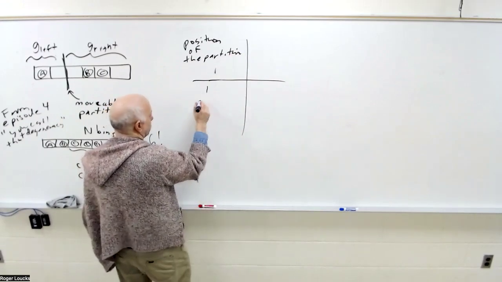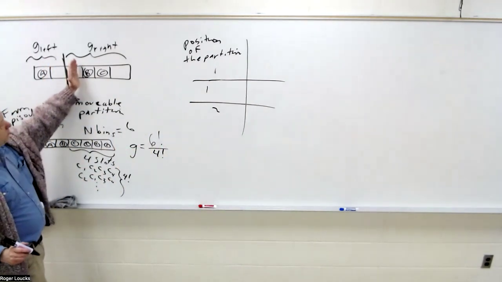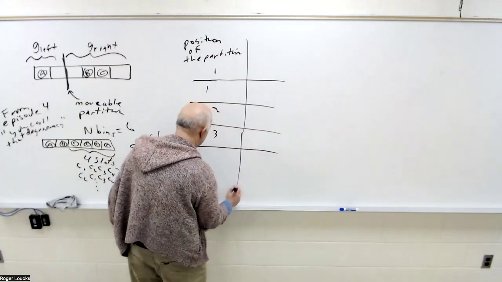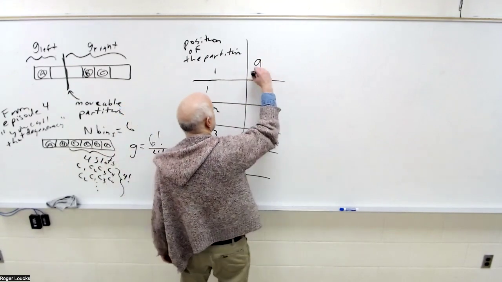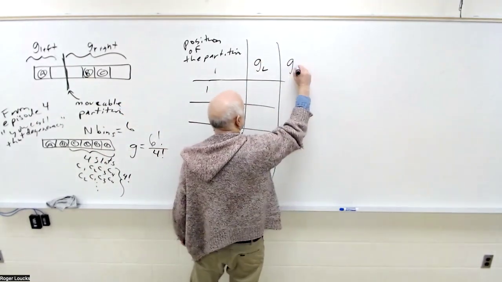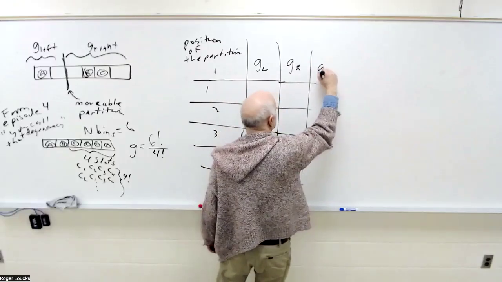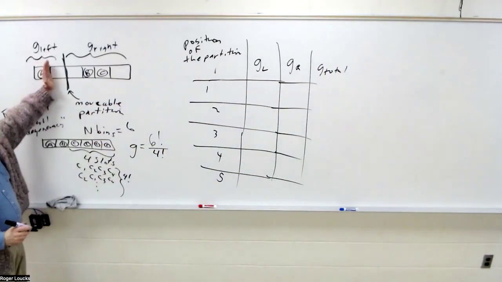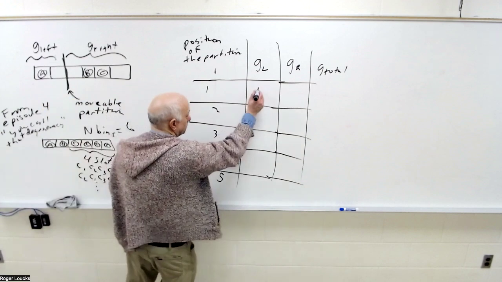And so what could we do? The partition could be here, in the first spot, second, third, fourth, and fifth. And then I could look at G on the left, G on the right, and then G total. Okay, so what did we say would be the degeneracy if the partition is over here? This would just be 1.